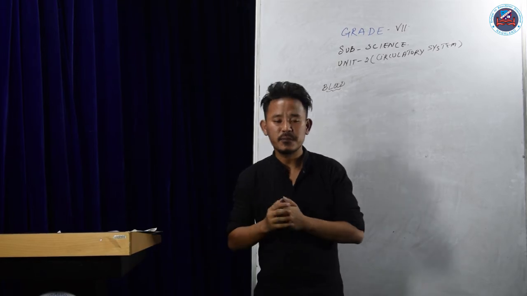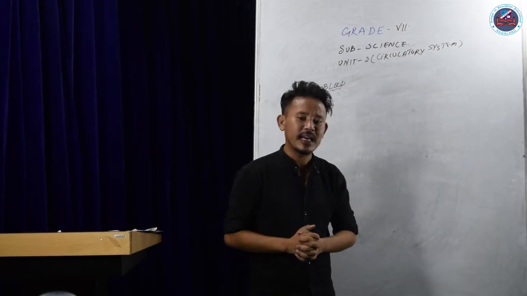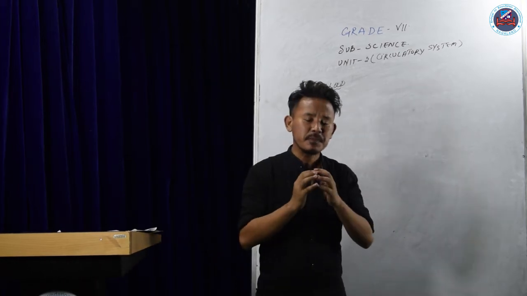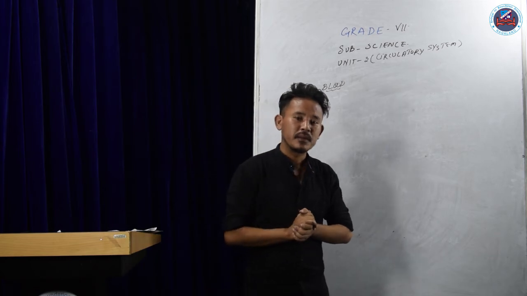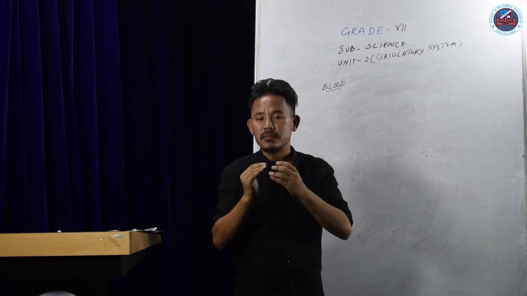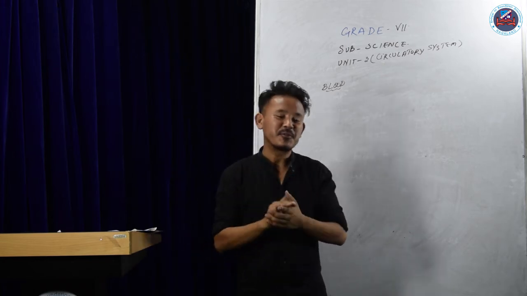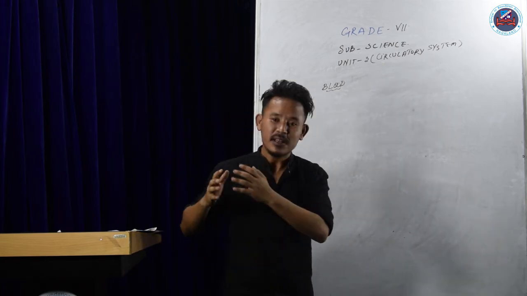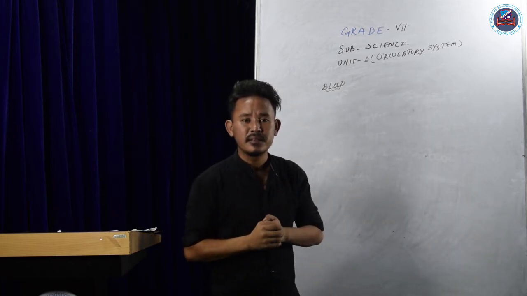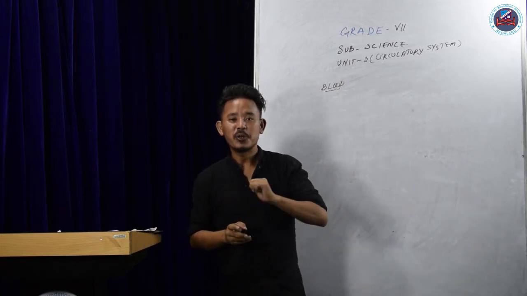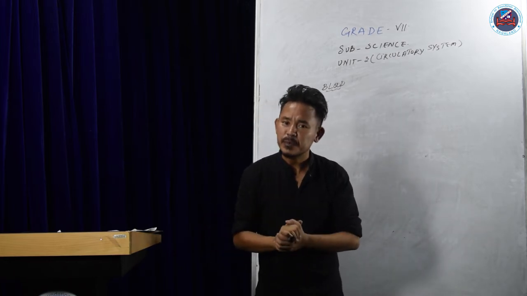Now, moving on to the next one, we have blood: plasma, red blood cells, white blood cells, and platelets. Let me make it very simple and very short. What actually is blood? Everyone says blood runs through our veins, a very common phrase we use every day. But actually, blood is a fluid that transports oxygen and nutrients to cells and carries away carbon dioxide and other waste products.